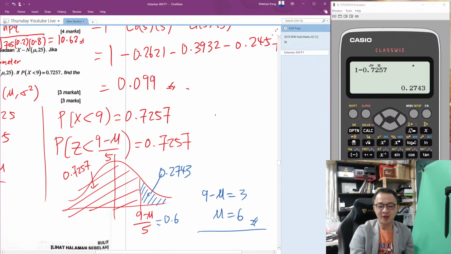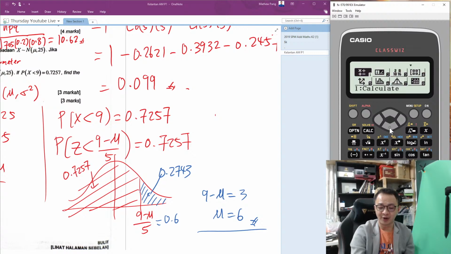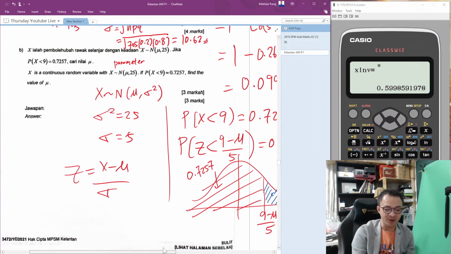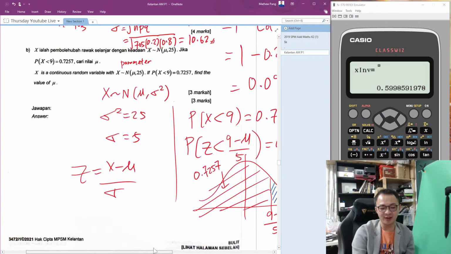Okay, so if you are using the calculator, you go to the menu. This one is called inverse normal. You go to number 3. Area, you just type the left hand side, because this calculator can only do the area for your left hand side. 0.7257, and then press enter. The calculator will tell you it's 0.6 as well. So after you got 0.6, you can just do accordingly. It's not too bad.